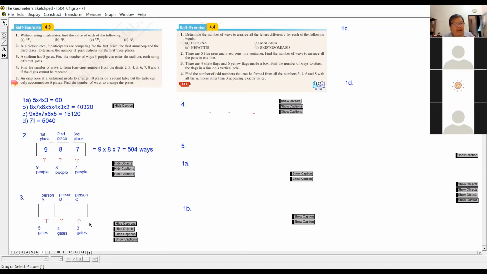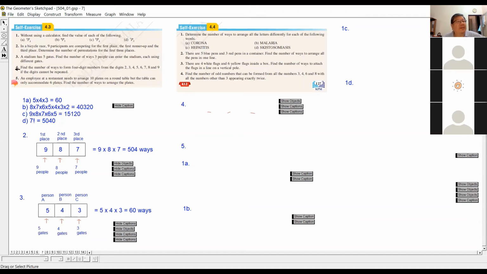Since he has used up 1 gate, when the second person B comes, he has only 4 gates to choose from. Then he enters one of the gates, so 2 gates cannot be used already. Then the third person C comes. Then he sees only 3 gates left. So how many ways can he choose? He can choose 3 ways. So the numbers that I've written here, 5, 4, 3, they are the number of ways in which the person can enter the stadium. Using the multiplication principle, you multiply these 3 numbers together, then you get 60.